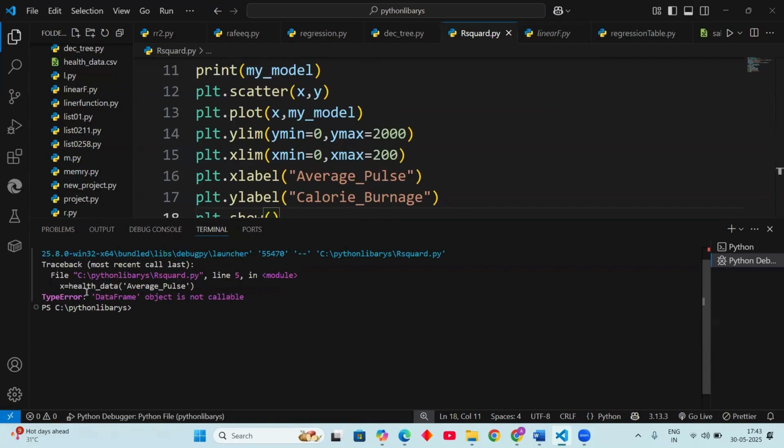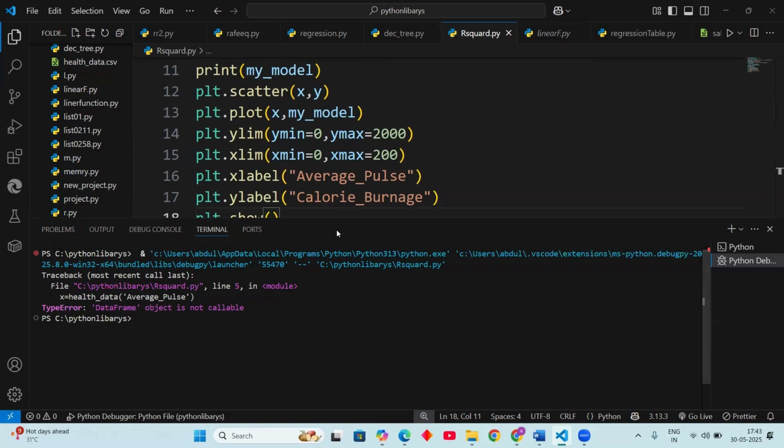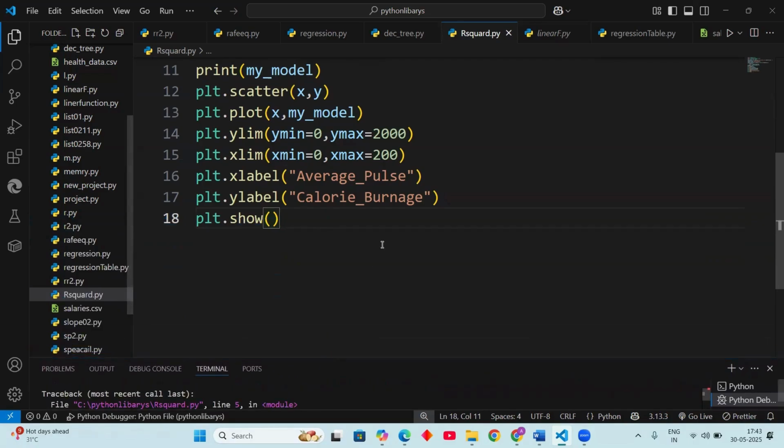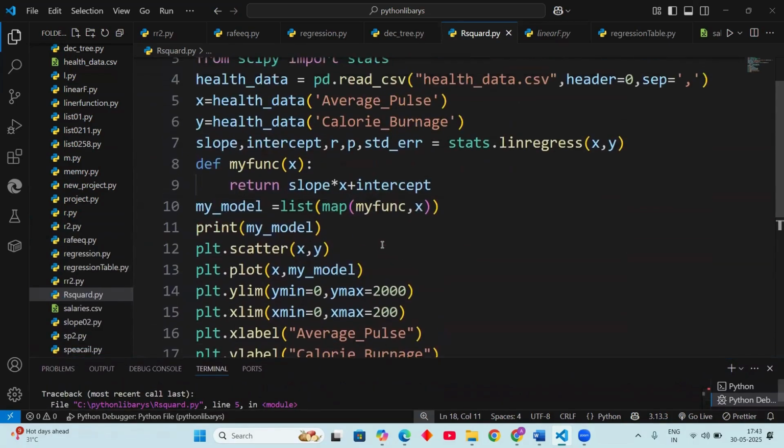Wait a second. Excel health data average pulse. Okay, wait. The error says the data frame object is not callable. Wait a second, I made a mistake in the code.